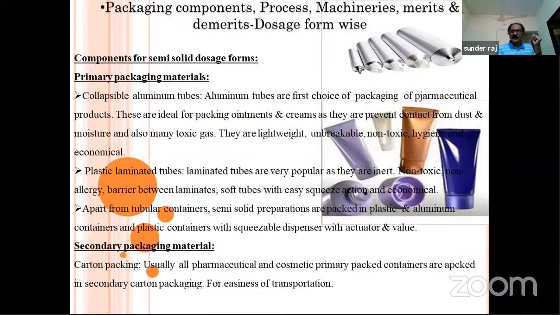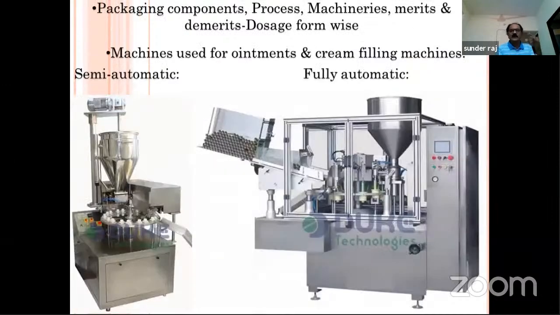And for secondary packing material, there are cartons. You know that the tubes are packed in secondary packing cartons. And this is the equipment which I wanted to show you, the fully automatic one, where the empty tubes are conveyed to the filling area, where the desired amount will be filled, then it will be crimped, the back side of the tube will be pressed and sealed. Then it goes for labeling and other activities.